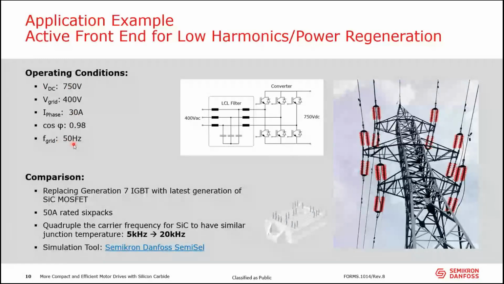And what I then did for the comparison, I used for this active bridge part a generation 7 IGBT, rated for 50 amps. And I then selected a silicon carbide module, also rated for the same current, 50 amps. For the silicon carbide to get to a similar thermal condition, similar junction temperature, I quadrupled the carrier frequency. So the IGBT version I simulated with 5 kilohertz, as it is used nowadays in many cases. And with the SiC version, I went up to 20 kilohertz here.